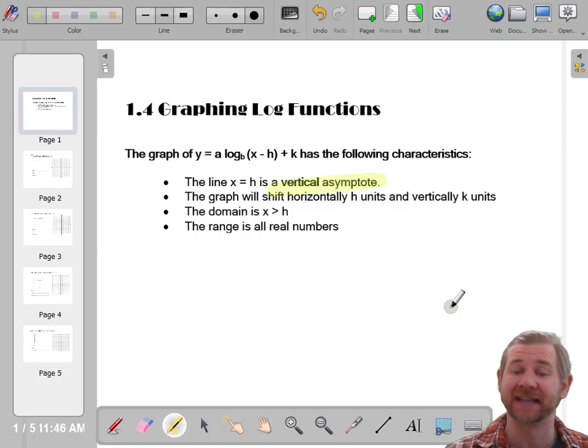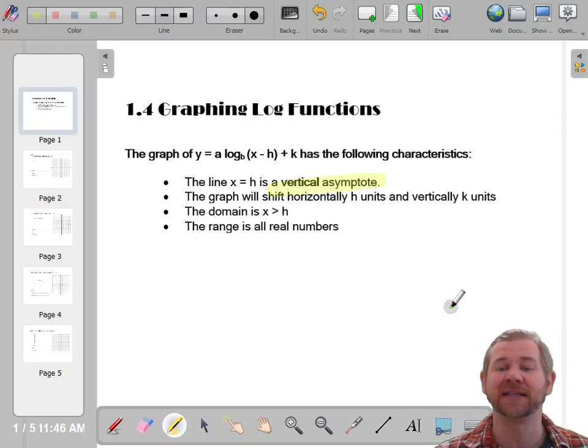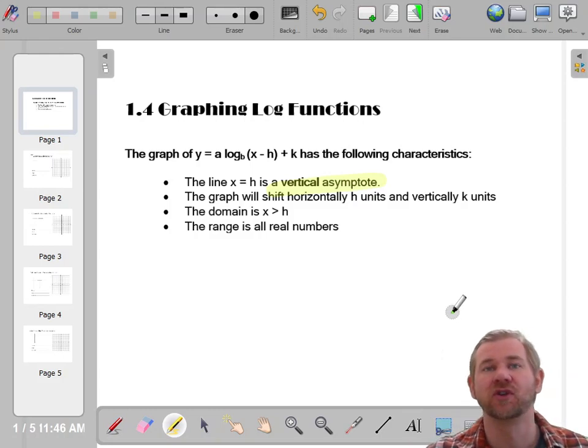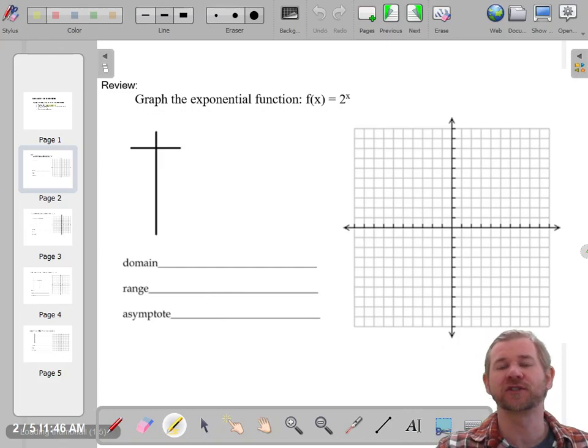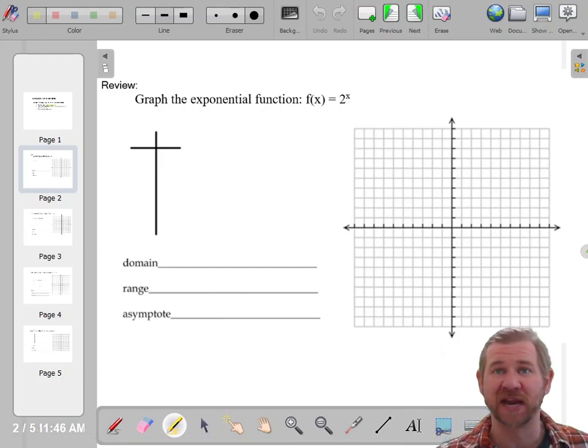You need to pay attention to that when you draw it, just like you need to pay attention to the horizontal asymptote when you draw exponentials. The rest of this will come up when we see the graph. So let's first start off by graphing an exponential function.